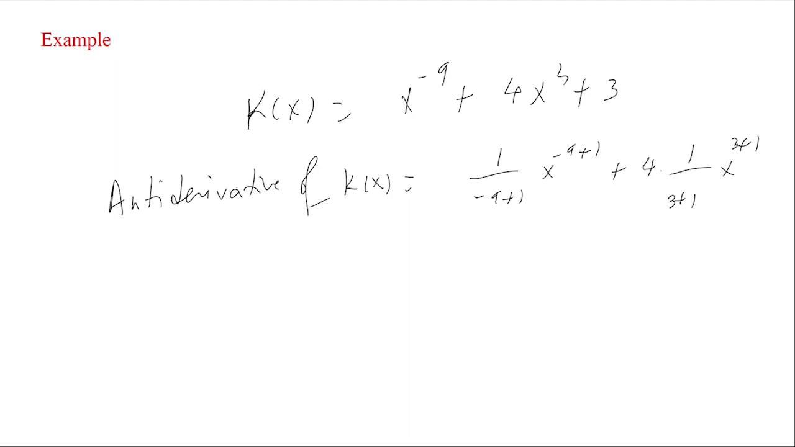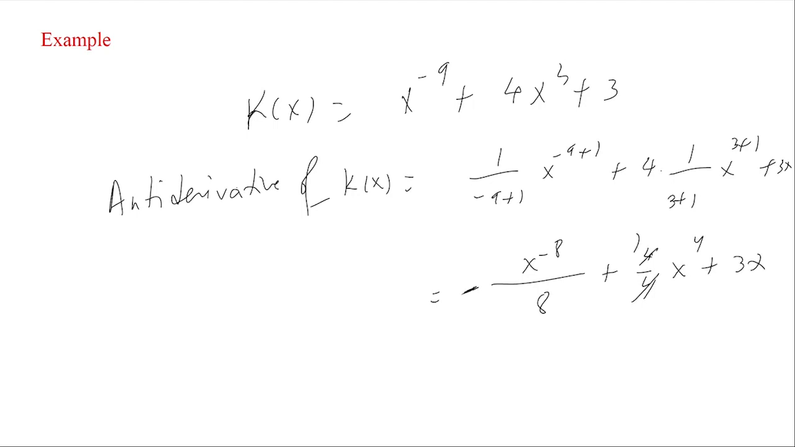I'm again using the power rule. Plus the antiderivative of 3 is actually 3 times x, and then plus constant c, but in this problem we have given that c should be 0. So now let's just simplify this. This is x to the power negative 8 over negative 8. I'm going to write down that negative here, plus it's a 4 over 4, which is 1, x to the power 4 plus 3 times x.